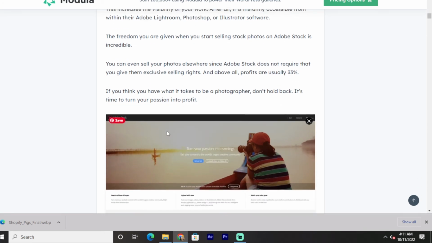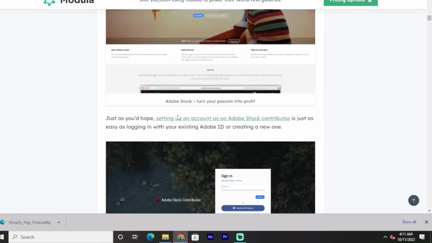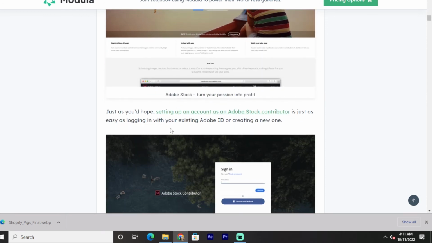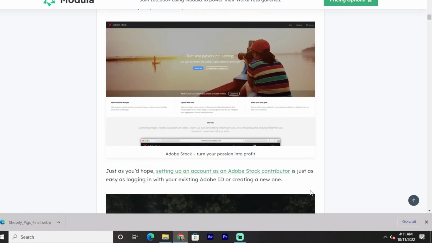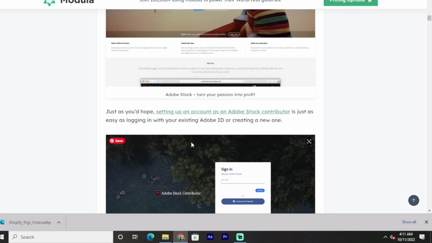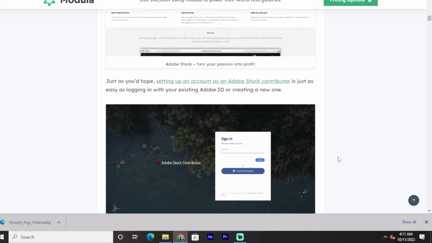If you think you have what it takes to be a photographer, do not hold back. It's time to turn your passion into profit. Setting up an account as an Adobe Stock contributor is just as easy as logging in with your existing Adobe ID or creating a new one.